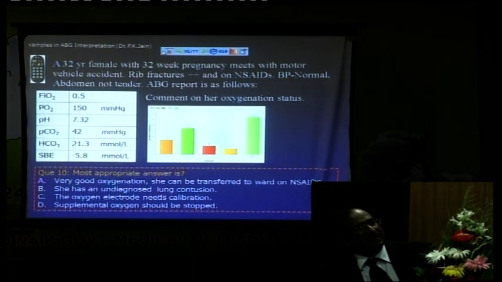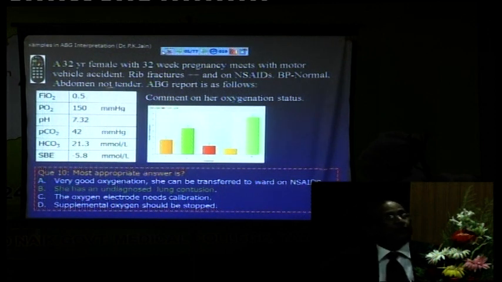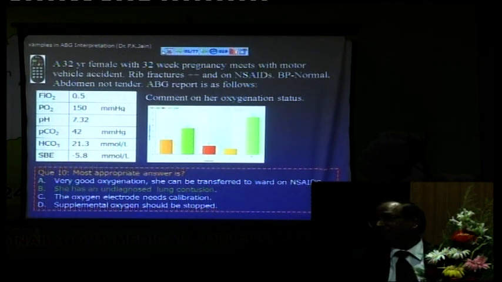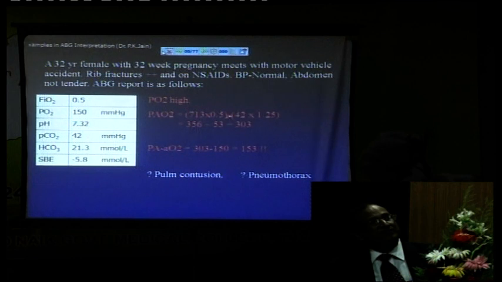B is that she has undiagnosed lung contusion, and you're very right. She has undiagnosed lung contusion. Though PO2 is good, how much should it have been on 50% oxygen? 250. Why it is not 250, it is 150, means with this history I would say either a pneumothorax or a lung contusion.